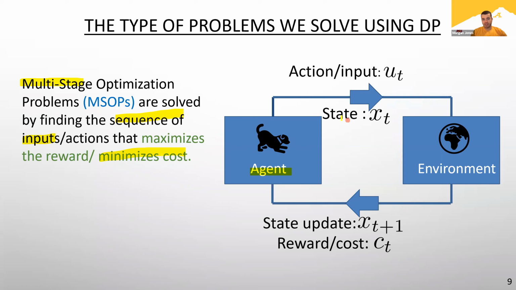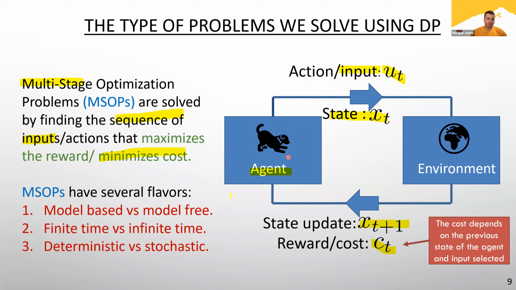And the agent is initially at some state, xt, and the agent can choose an action, ut, that interacts with the environment. And the environment then updates the state and provides a cost based on the previous state and input.